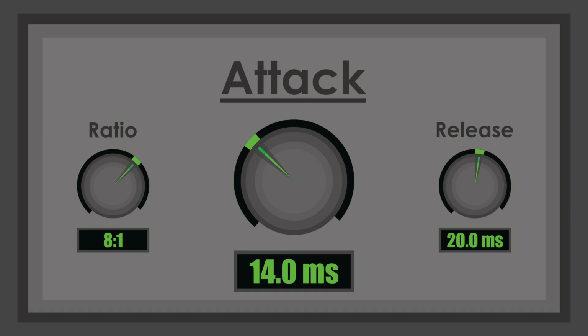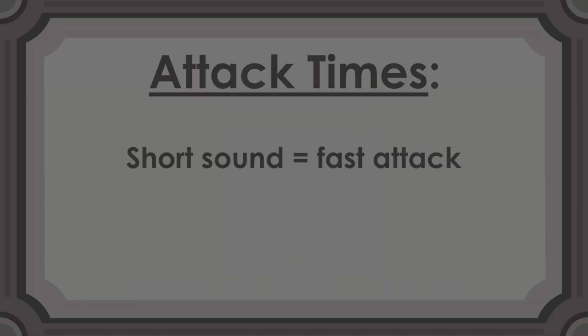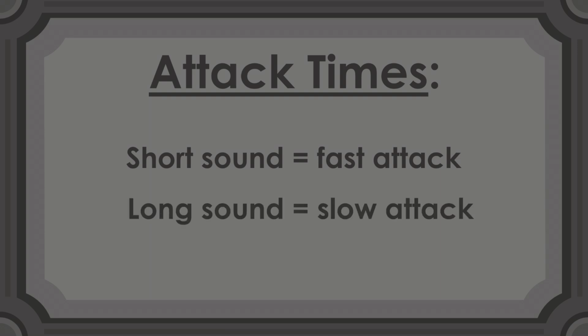Similar to a filter on a synthesizer, this is how long it takes the compressor to go into full effect. A shorter attack time means that the compressor will turn down the volume almost immediately after it goes over the threshold. A longer attack time, though, means that the compressor will gradually turn the volume down after it goes over the threshold. A good rule of thumb for picking an attack time is shorter sounds like plucking get a faster attack, while longer sounds like a cello receive a longer attack.